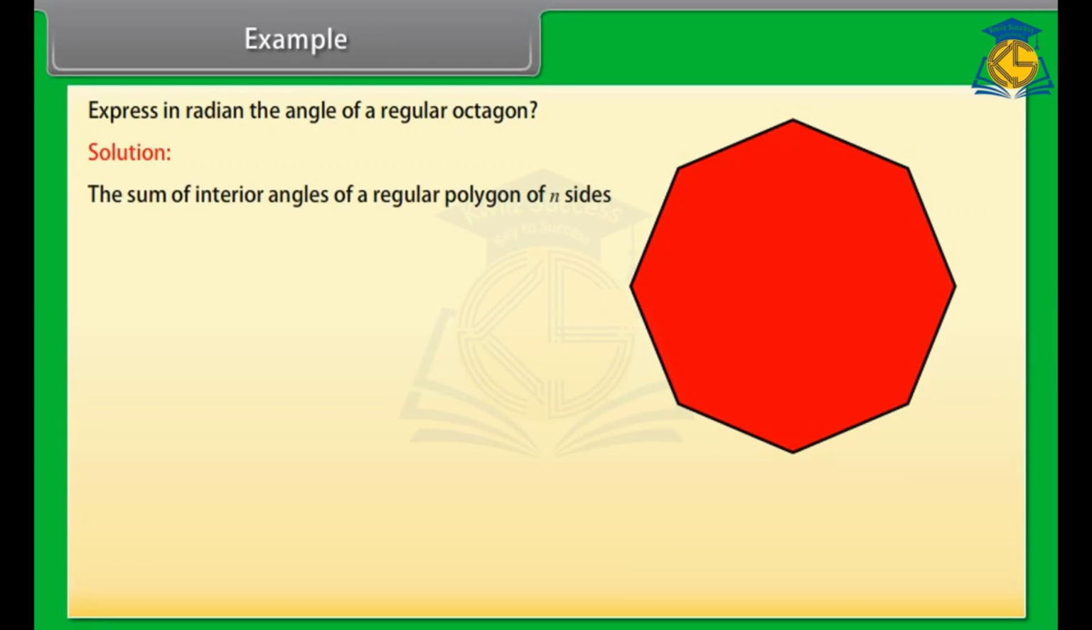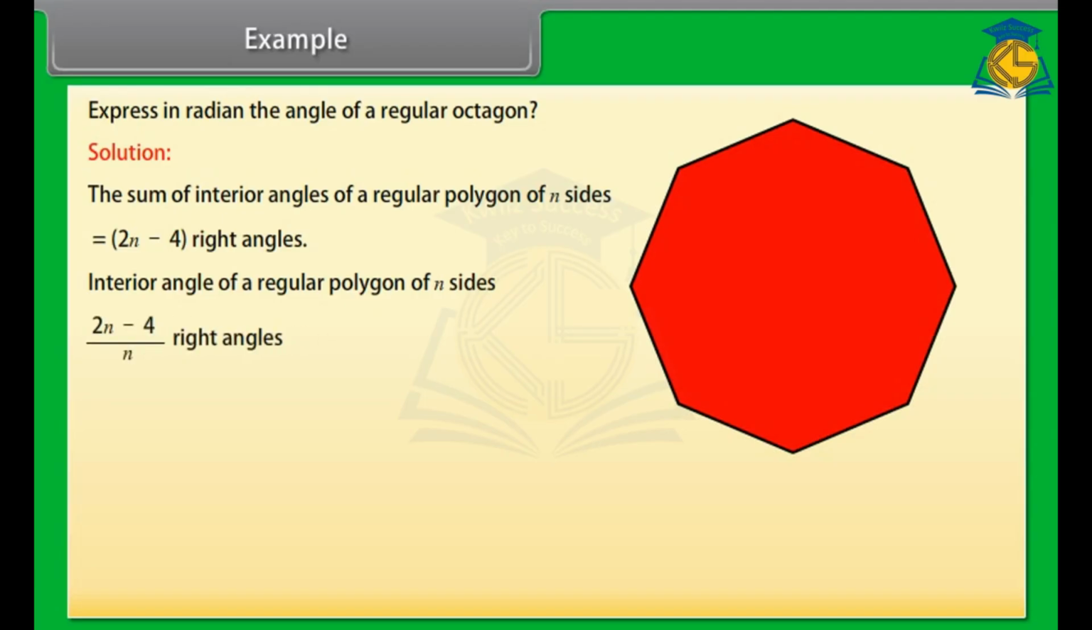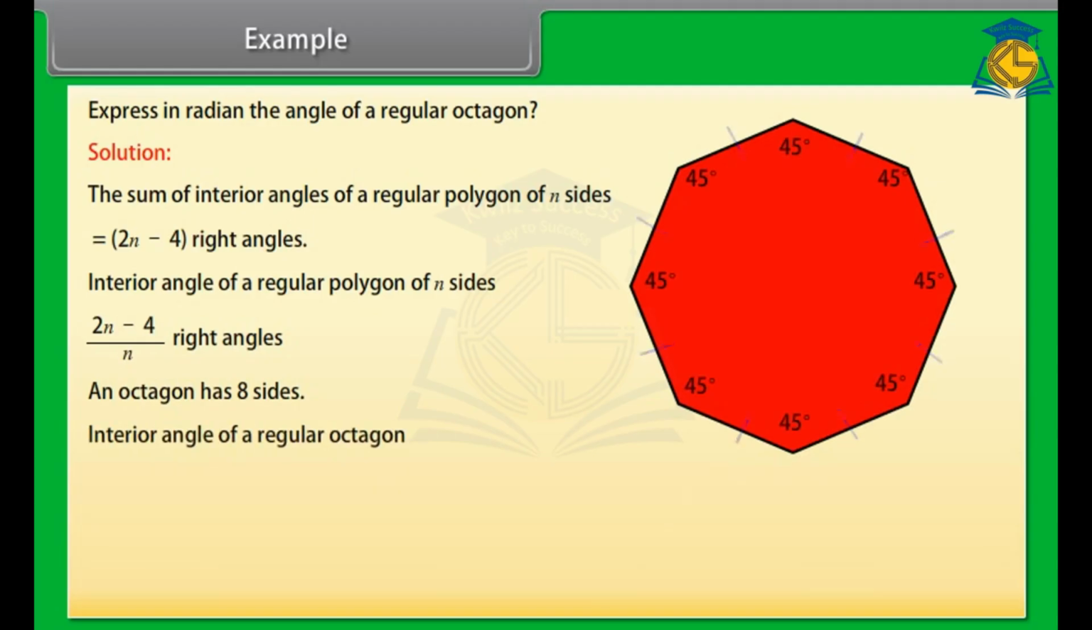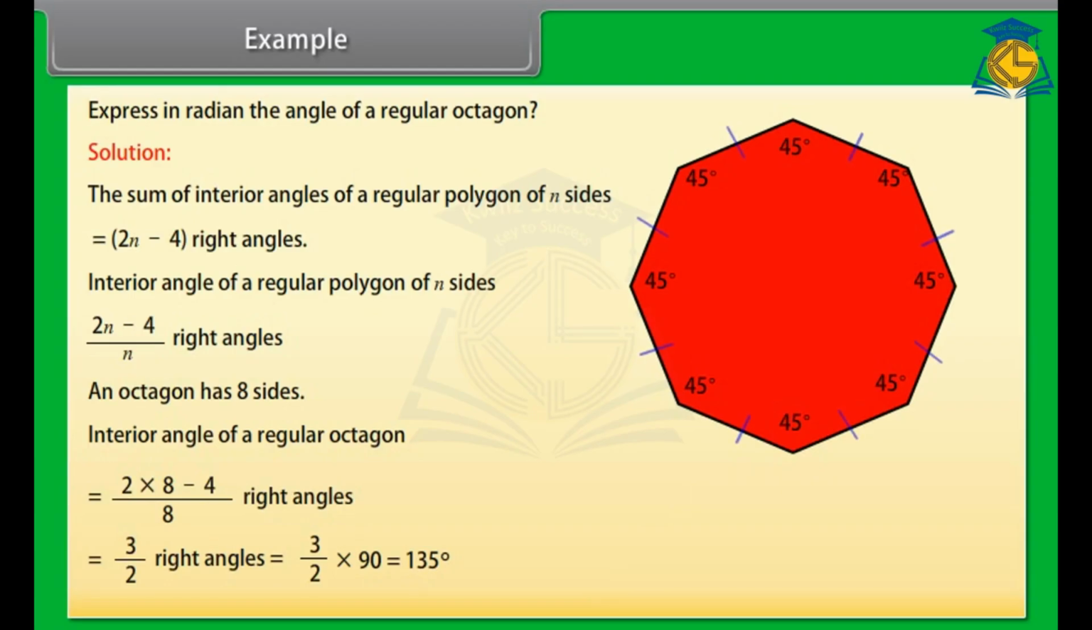Example. Express in radian the angle of a regular octagon. Solution. The sum of interior angles of a regular polygon of n sides is equal to 2n minus 4 right angles. Interior angle of a regular polygon of n sides is 2n minus 4 by n right angles. An octagon has 8 sides. Interior angle of a regular octagon is equal to 2 into 8 minus 4 whole upon 8 right angles, 3/2 right angles, which is 3/2 into 90, equal to 135 degree.